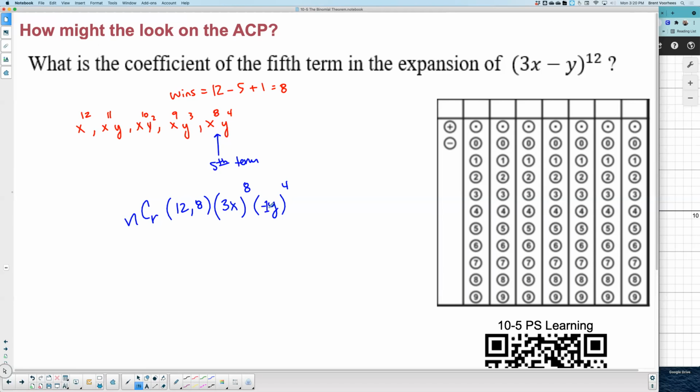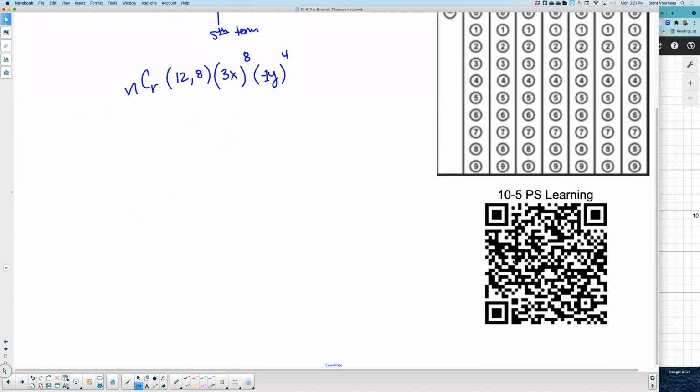You type that in the calculator without the x and y, and you can come up with your coefficient there. Once you get your answer, go ahead and scan your QR code and upload your answers.